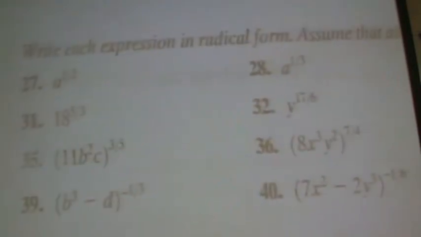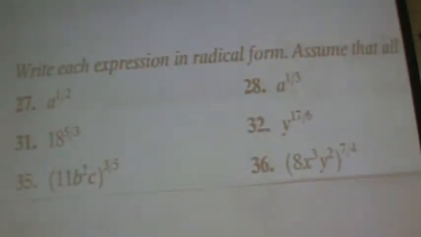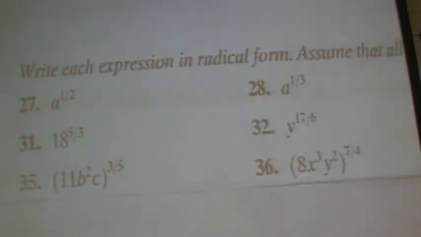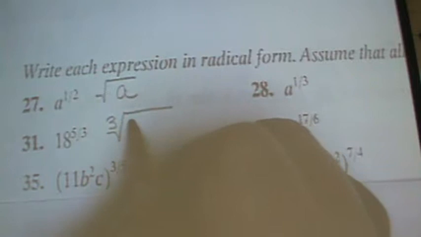Now we are going to write these in an exponential form. So, number 27. You've got a to the 1/2 power, so that's just the square root of a. 31 is 18 to the 5/3 power. That's the cube root of 18 raised to the 5th power.